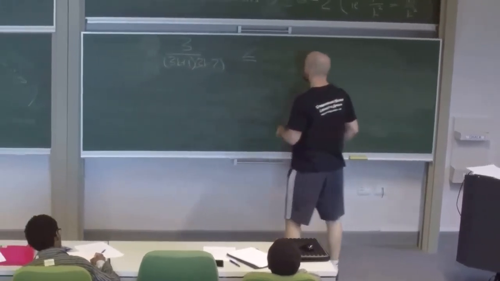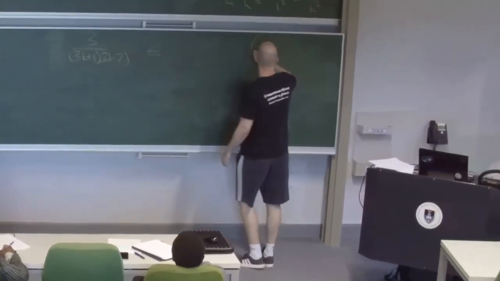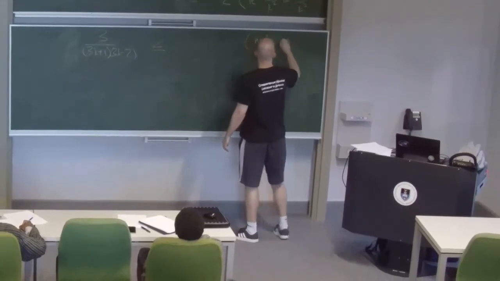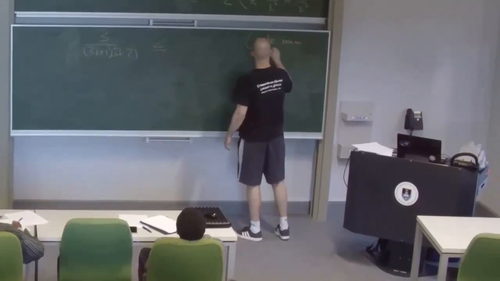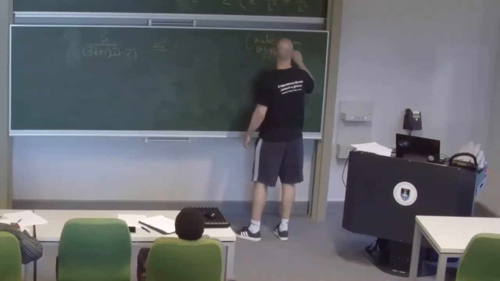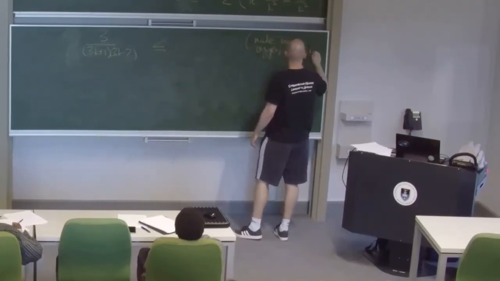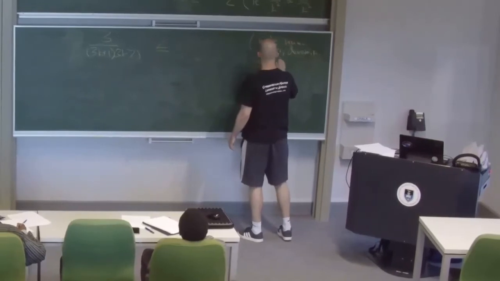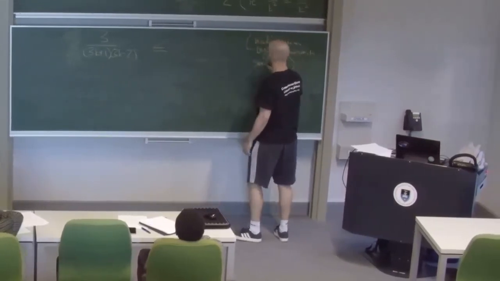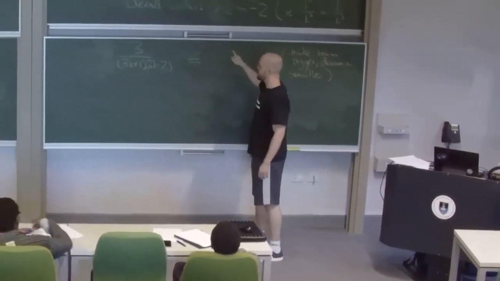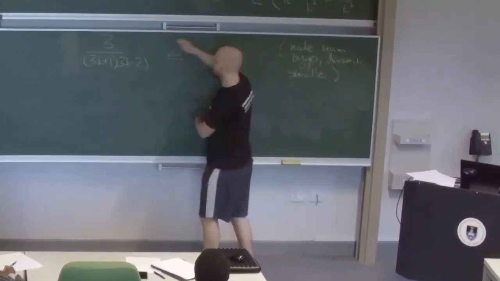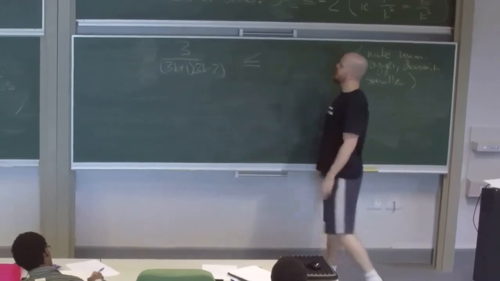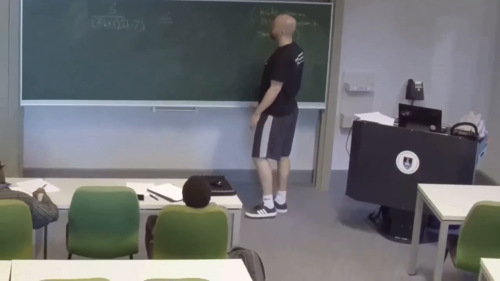I'll just write here, make numerator bigger, denominator smaller. Okay? I'm looking for something that has a bigger numerator and a smaller denominator. Why? Because that thing will be bigger than this. So what's the thing I'm looking for?